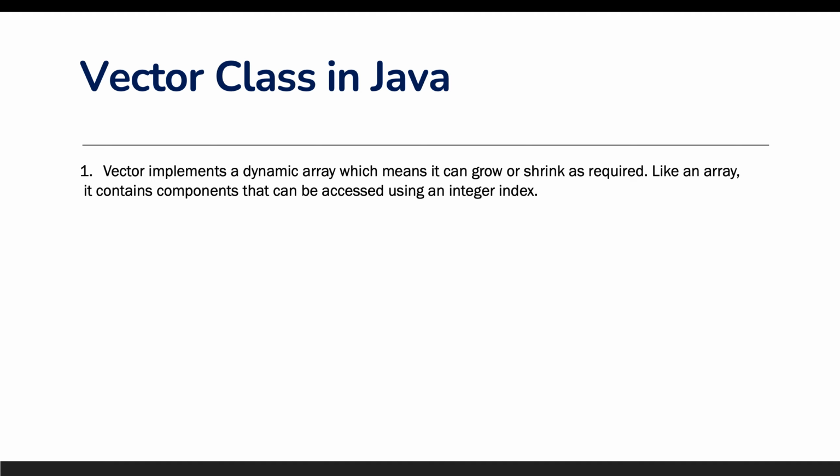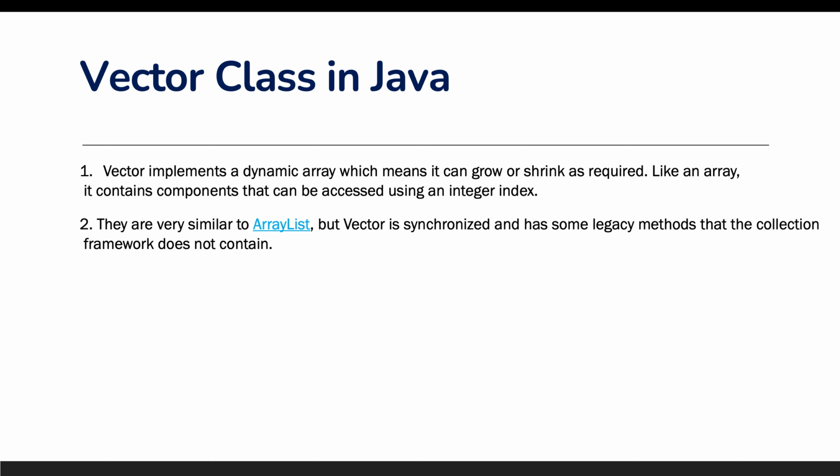The vector class implements a dynamic array, which means it can grow or shrink as required. Like an array, it contains components that can be accessed using an index, right? Similarly, elements from the vector class can be accessed using indexes. Second point is that they are very similar to ArrayList, but Vector is synchronized. We have already seen that ArrayList is non-synchronized, but Vector is synchronized and has some legacy methods that the collection framework does not contain.